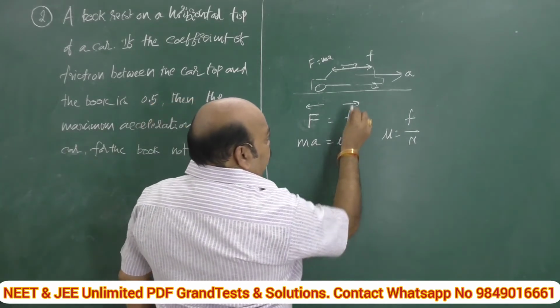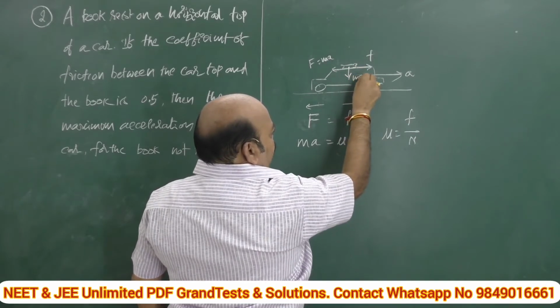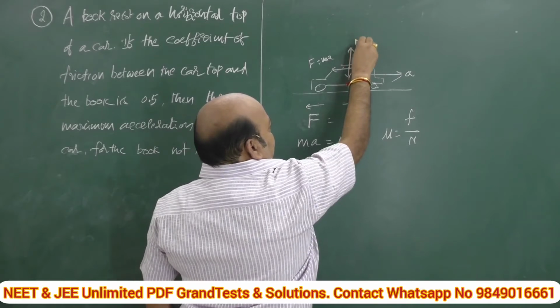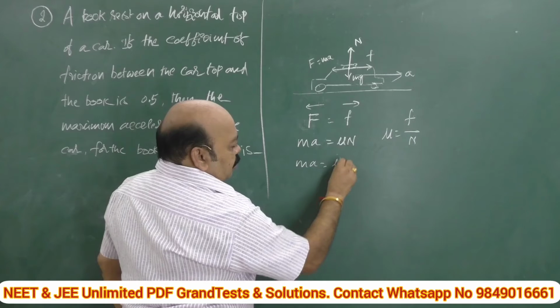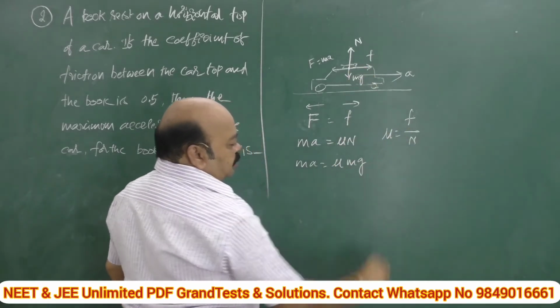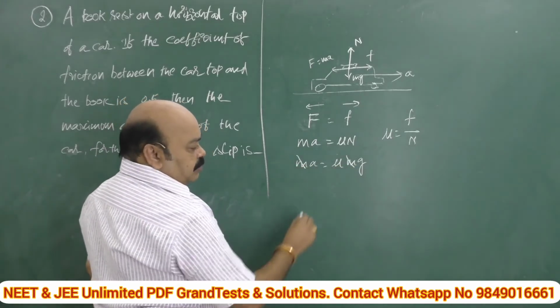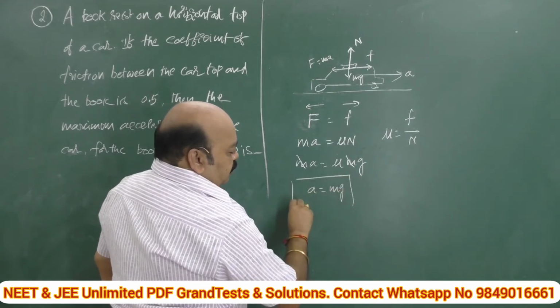What do you mean by normal reaction? If W is the weight of the book, it acts downward. Normal reaction will act vertically in the opposite direction. That's why in the place of N, we will replace this normal reaction with mg. Right? Now see, this m gets cancelled, being similar terms. A is equal to mu g.